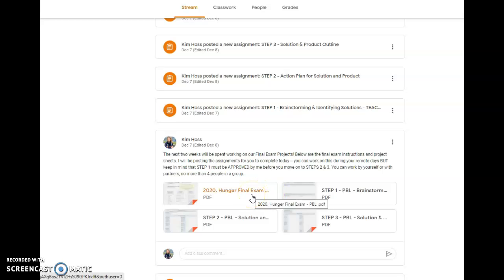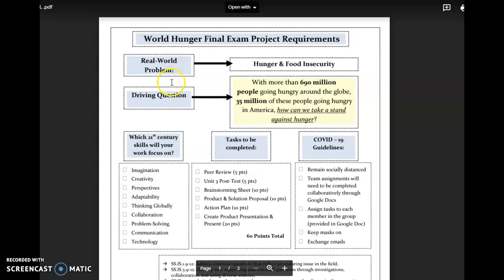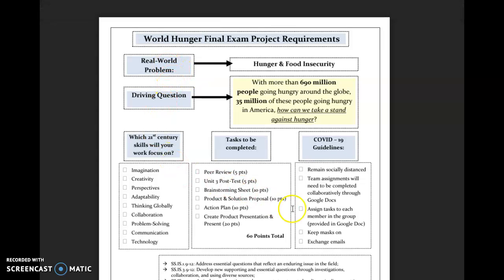If you click on this, this is going to go over the problem that you guys are focusing on, the driving question, and then some other expectations. Obviously we've been talking about hunger and food insecurity this whole entire unit, so that's our real world problem that we're focusing on. The driving question is, with more than 690 million people going hungry around the globe, 35 million of these people going hungry in America, how can we take a stand against hunger? This is what you're solving for. You're trying to come up with a solution that will combat hunger.